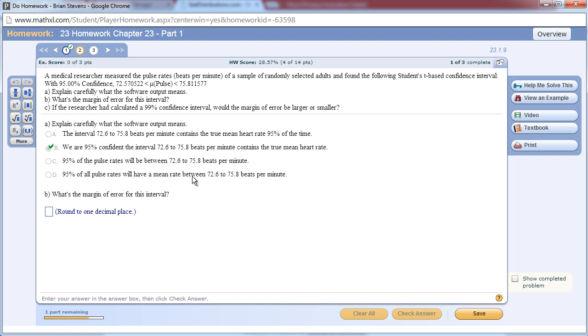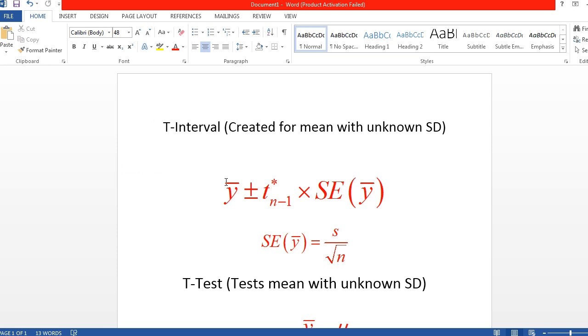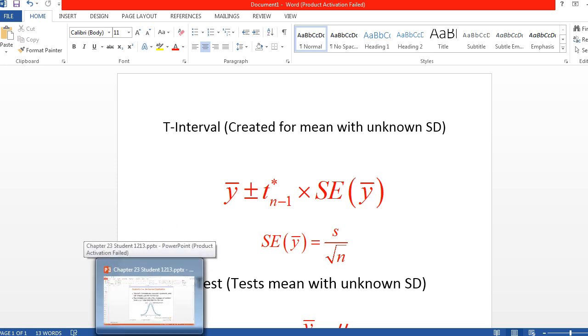Now the margin of error is always half the length of the interval, and you'll see that in the equation with the plus or minus. For our interval, we have y bar, which is the sample mean, plus or minus some confidence level, times the standard error of y bar. The margin of error is everything after the plus or minus, so it goes up a certain amount and down a certain amount, so the whole length of the interval is twice the margin of error.